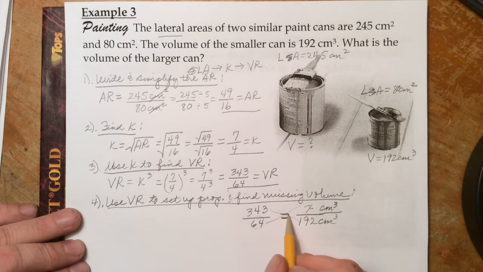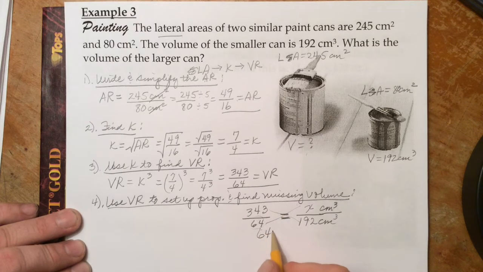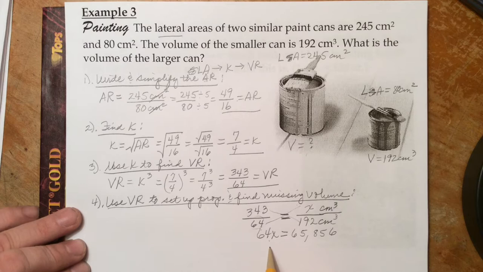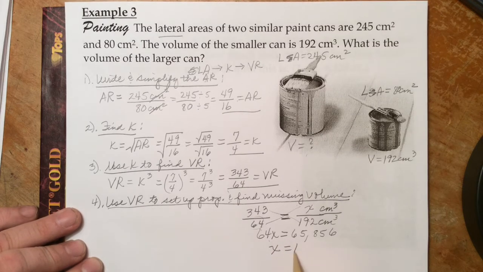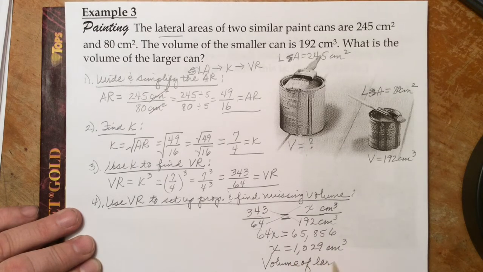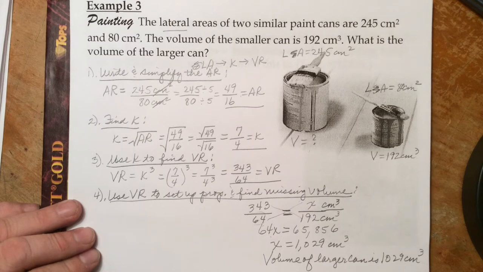This is a proportion. We get 64x equals 343 times 192. It gives us 65,856. Dividing both sides by 64 to solve for x, we get x is equal to exactly 1,029 cubic centimeters. So the volume of the larger can is 1,029 cubic centimeters.